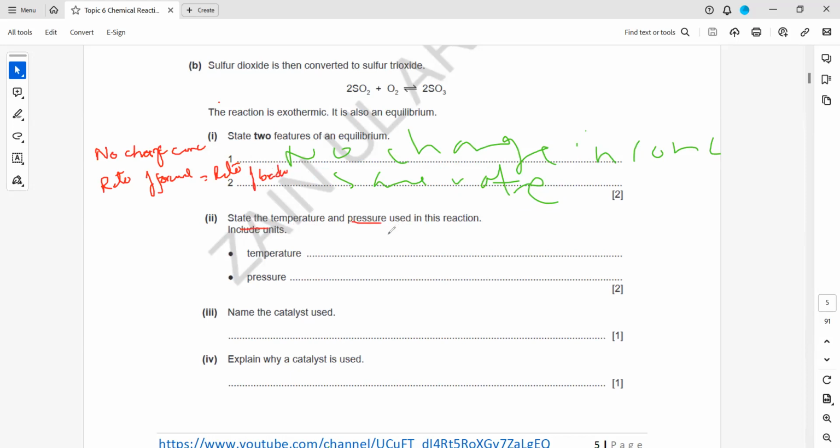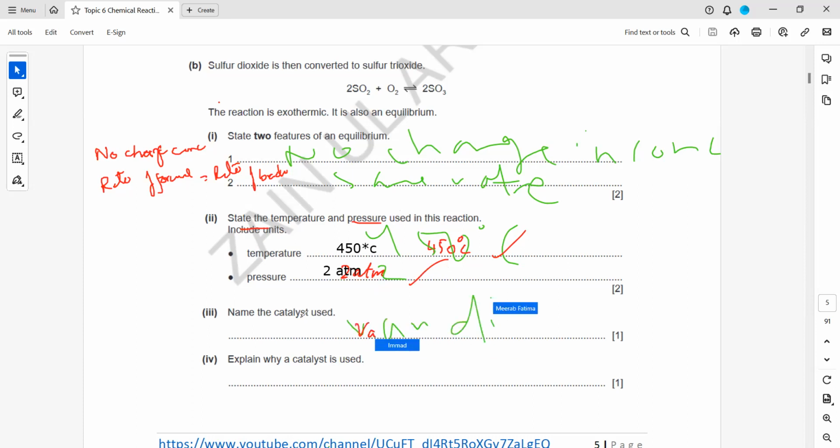State the temperature and the pressure used. This is the contact process. So what is the temperature? 450 degrees. And what is the pressure? 2 to 3 atm, or 2 to 5 atm is also acceptable. 2 atm is fine. Name the catalyst used. So we use vanadium pentoxide.